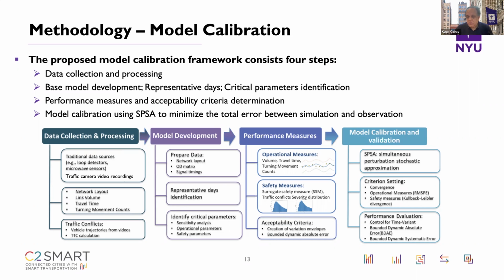And then we have a bunch of acceptability criteria. Some of them are well accepted, well-known criteria for federal highways. Some of them we had to develop for safety applications. And then we do the model calibration and validation, which is an iterative process.